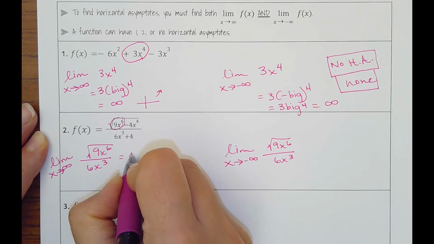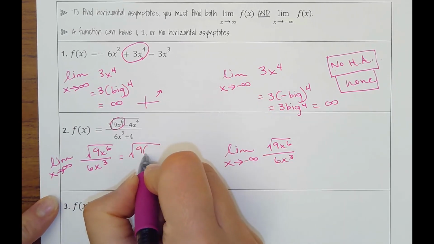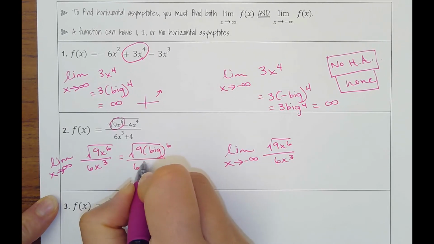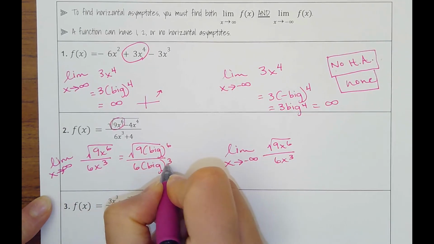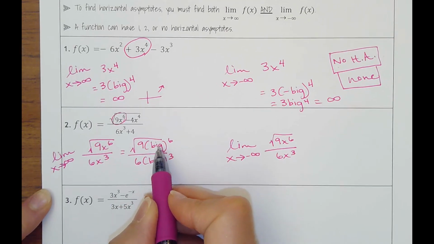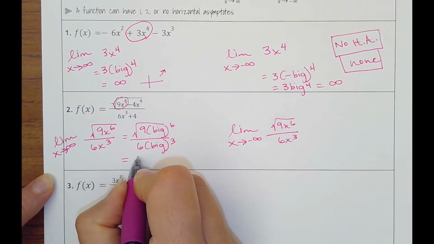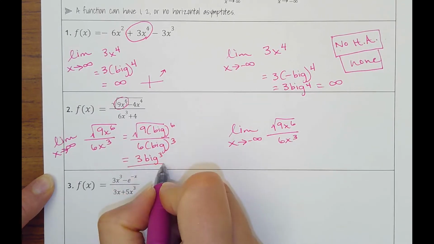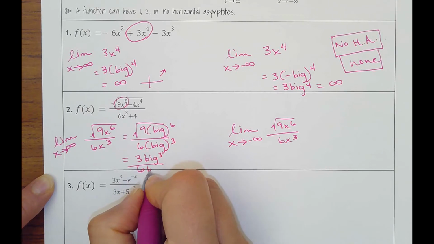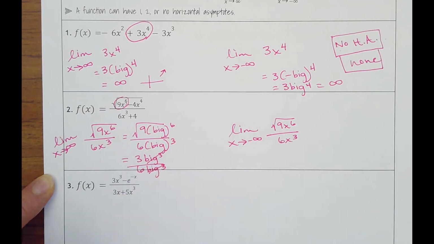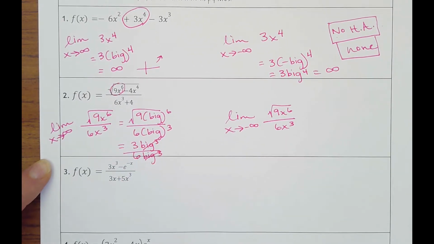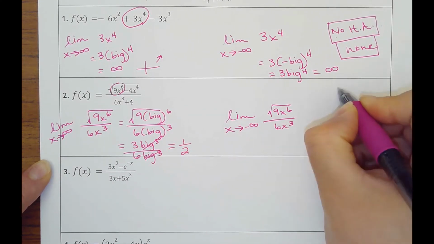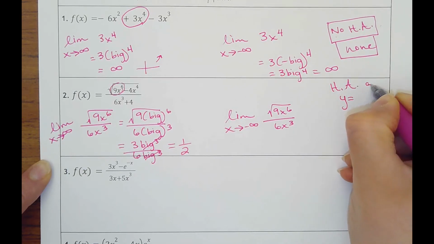All right, so I would have the square root of 9 times a really big number to the sixth over 6 times a really big number cubed. That would all be positive. So all I'm doing is square rooting, and I get square root of 9 is 3, and I would have a big number cubed over 6 times a big number cubed. Those would be the same value, so they cancel. 3 over 6 reduces down to a half. There's my numerical value, so I know there's a horizontal asymptote at y equals a half.